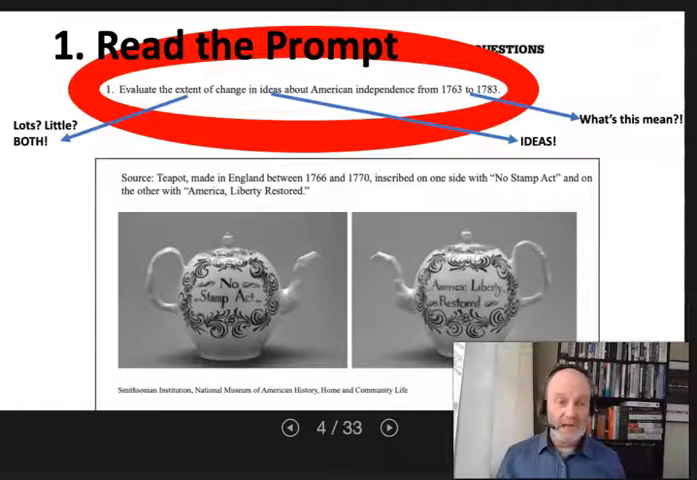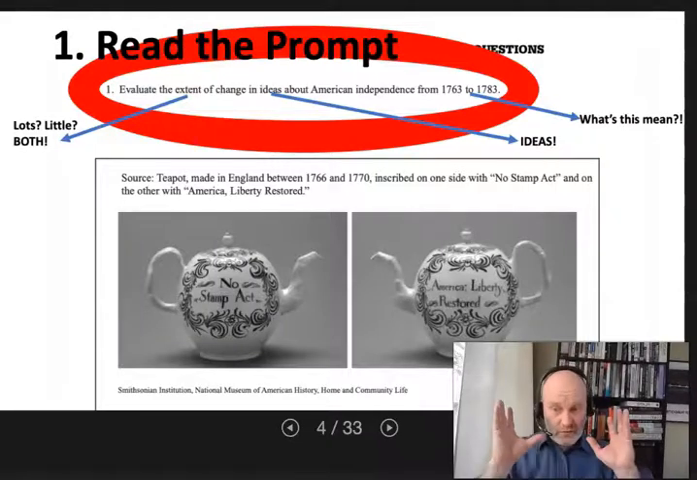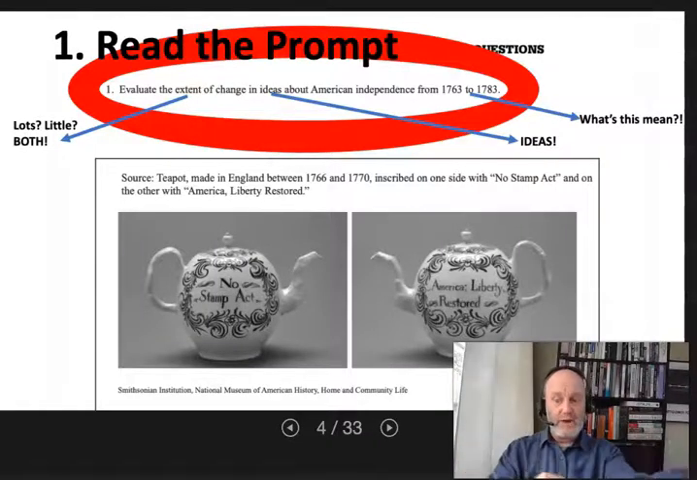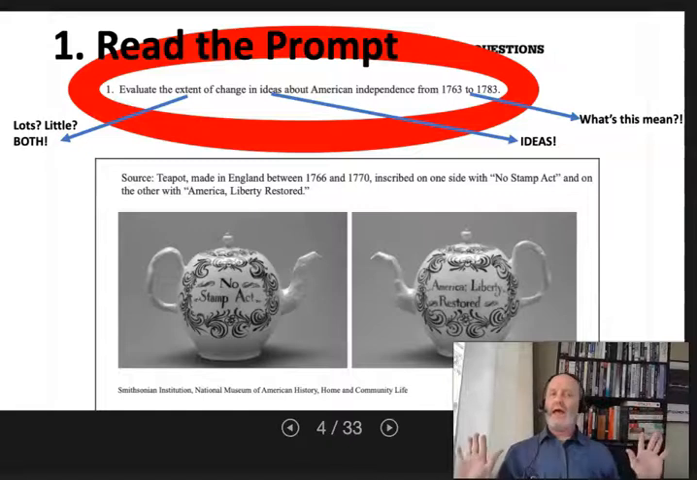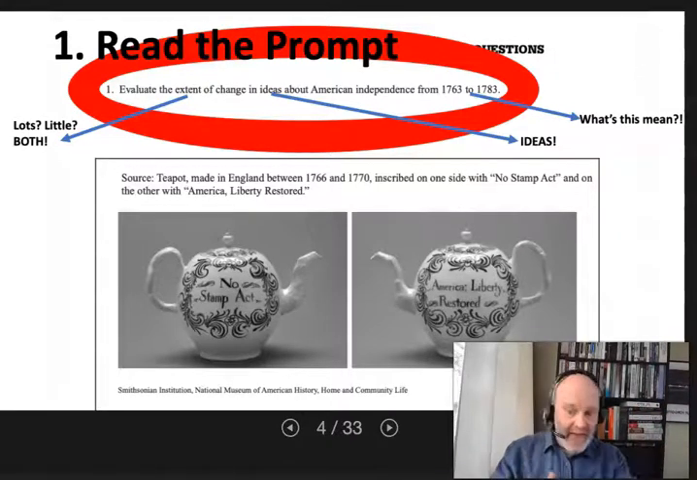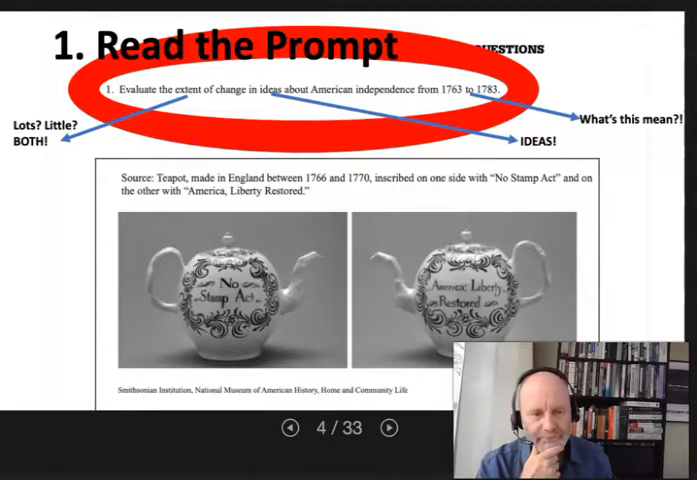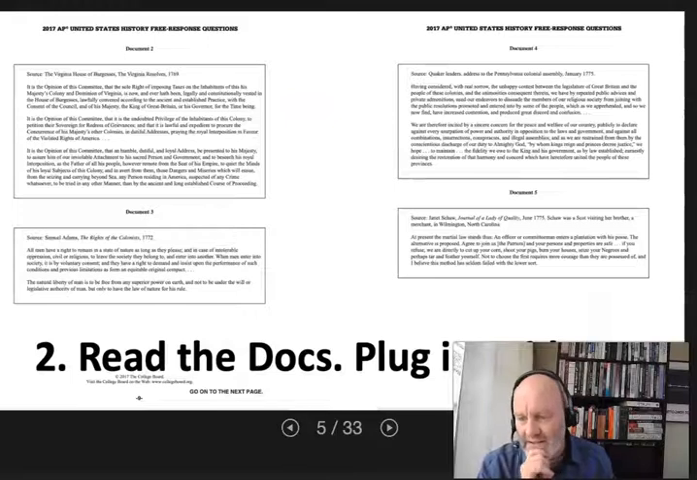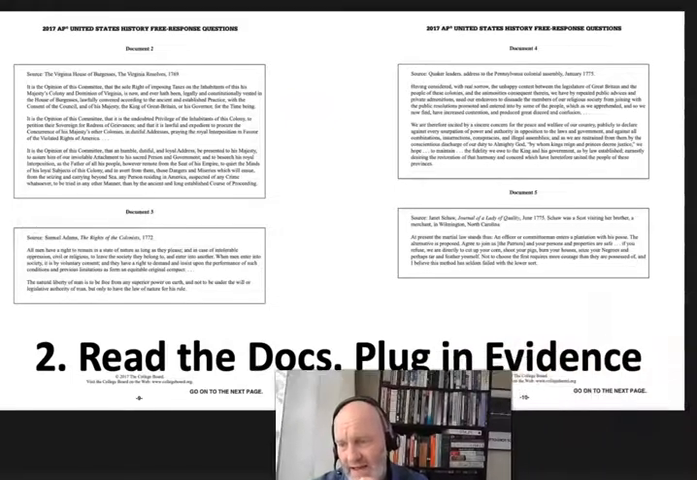So take that time to step back. Don't get sucked into the terms of the prompt itself. Make sure to step back and ask, like, what's happening? What do I know? What do I remember about this time period? And then the puzzle pieces will start to fall together and you can answer, right, better. So read the prompt. What do you do next? You read the docs and you plug in the evidence, right?